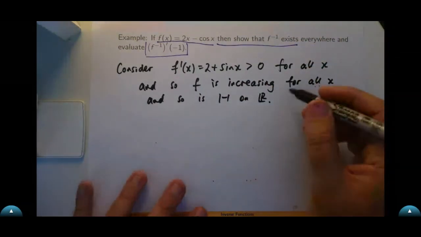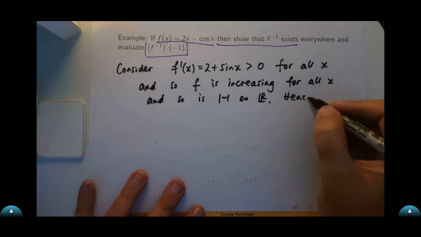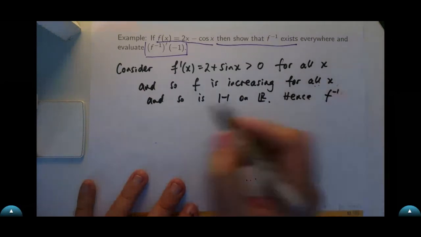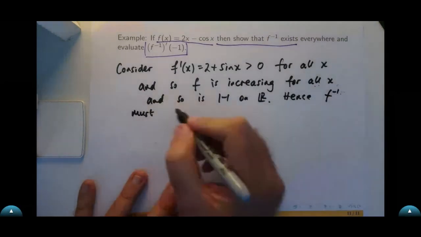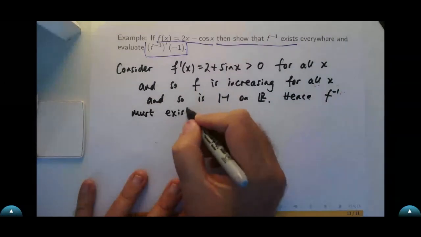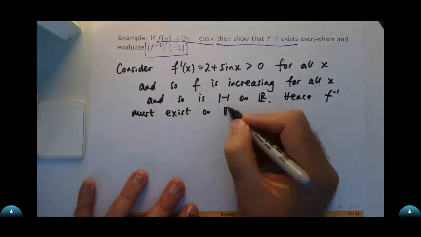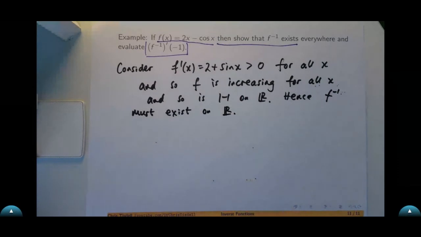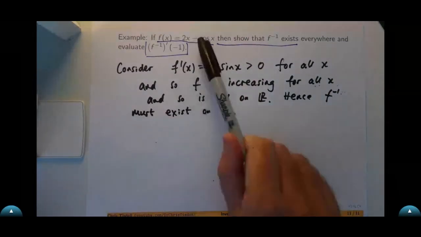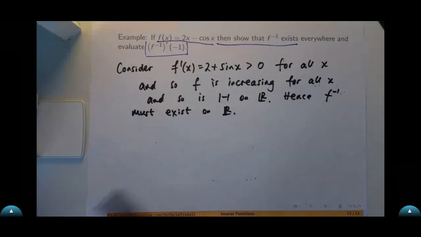Great. So hence f inverse must exist for all the real line. Okay, so that's the first part taken care of. Okay, assuming you can differentiate correctly.